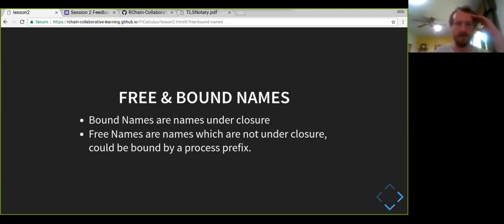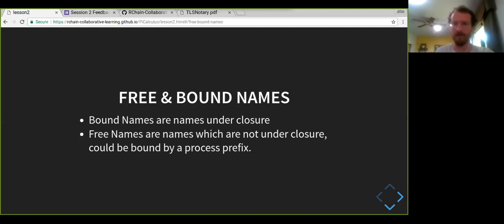So let's go over some necessary definitions that we'll need for the equivalences. The first is free and bound names. Bound names are names which are under a closure, and free names are names which are not under a closure or could be bound by a process prefix. Essentially, you can think of them like free variables. Free names are free variables that could change in your program by receiving another input before you've moved on.